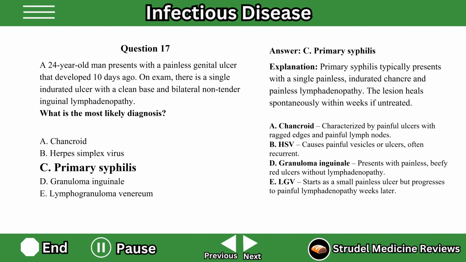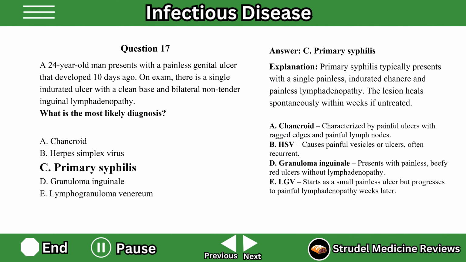Going over the incorrects, A is chancroid. That's caused by the Ducreyi organism. Remember, that one's so painful that you will cry. That's characterized by painful ulcers with ragged edges and painful lymph nodes that often have suppurative discharge. B, HSV will cause your dewdrop on a rose appearance with your painful vesicles over an erythematous base. D, granuloma inguinale is typically painless, but will also cause beefy red ulcers without lymphadenopathy.